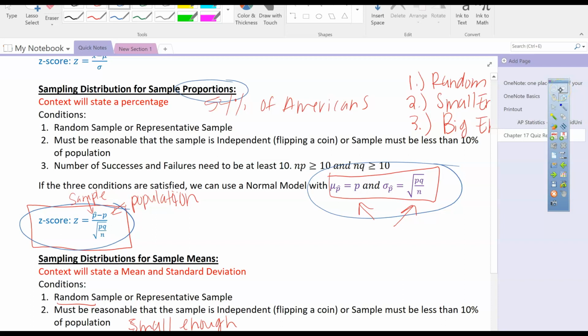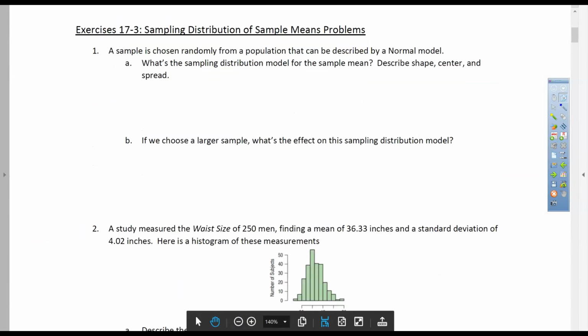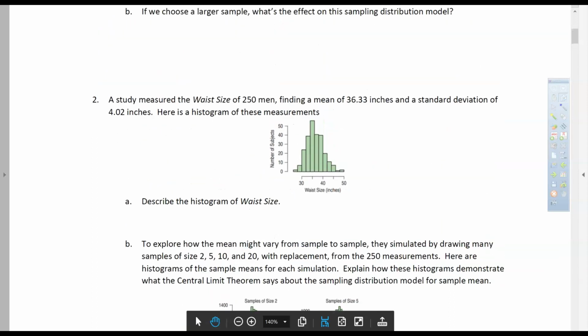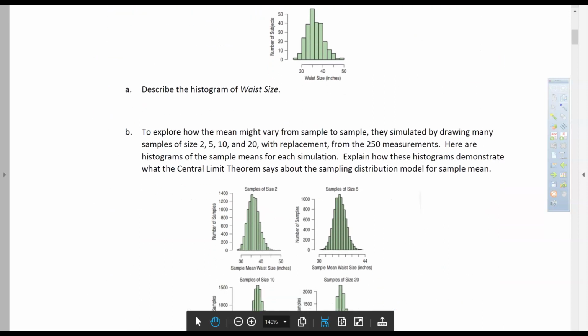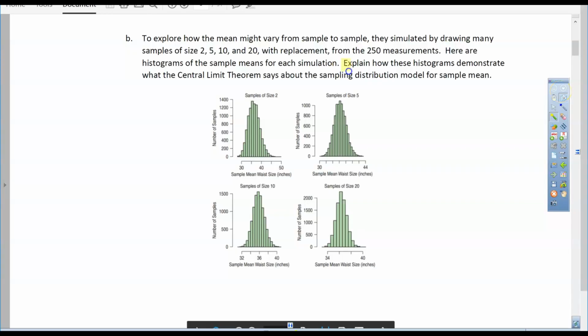Alright, another one that I wanted to go over was 17.3, I believe. If you look at your exercises 17.3, this one with the histograms, I wanted to go over part B. This is 17.3, number 2, on page 3 of your exercises. It says to explore how the mean might vary from sample to sample. They simulated by drawing many samples of size 2, 5, 10, and 20 with replacement from the 250 measurements. Here are the histograms of all the sample means, and your job was to explain how these histograms demonstrate what the central limit theorem says about the sampling distribution for the sample mean.